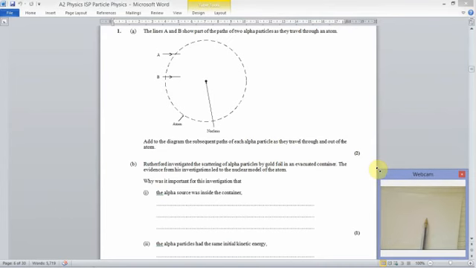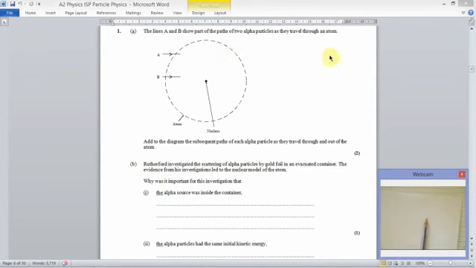The first one talks through the experiment of alpha scattering, and they're asking us to draw the paths of the particles as they travel through and out of the atom. That's key, it says through and out, so you've got to draw it coming out. So path A is going to be pretty much a straight line, okay, and path B is going to be deflected and come out and away from the nucleus.